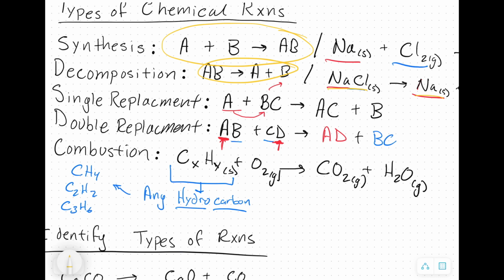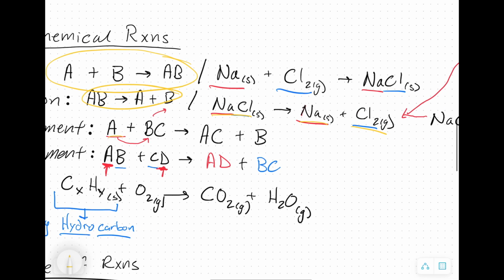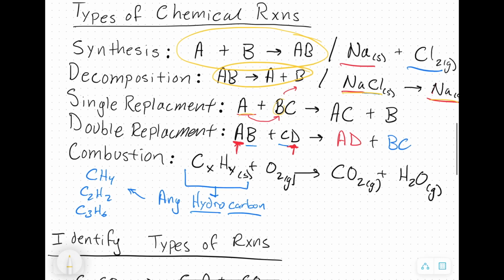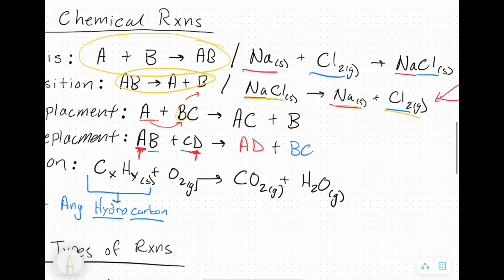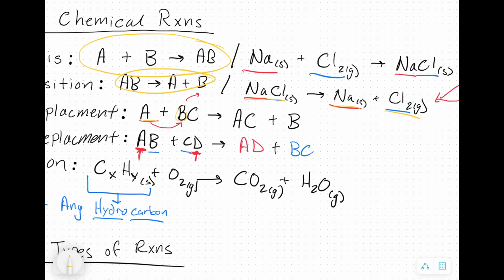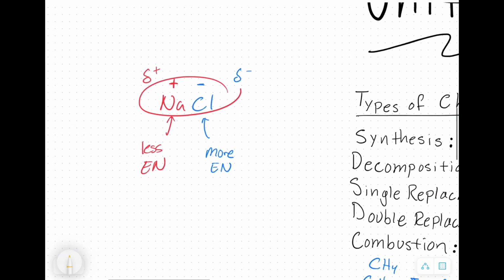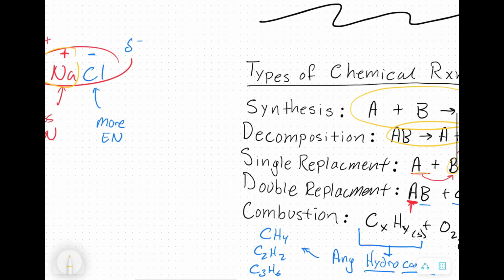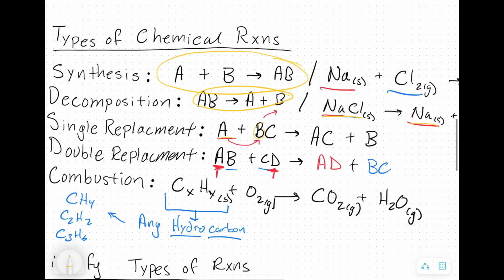For single replacement, again, you start with one thing, and it's going to kick out whatever else it's reacting with. We'll see examples for that as we go on. And then double replacement, same kind of thing, but now both are going to change their partners. When you're swapping partners, just remember that the less electronegative, or the positive part, is going to combine with the negative part of the other.